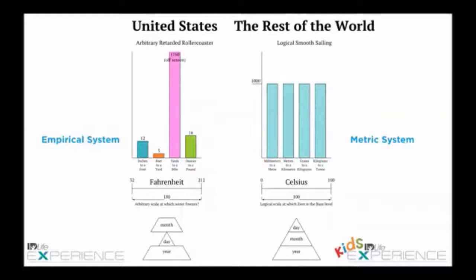This is a comparison, just in case you're wondering. You notice on the left is the empirical system. It's kind of what they call the arbitrary roller coaster. 12 inches is a foot, 3 feet is a yard, 1,760 yards to a mile, 16 ounces to a pound. Trying to remember all of this is insane. Of course, then you get to the metric system and everything's based upon 1,000.